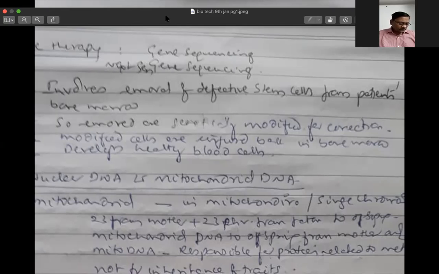Then, this all happens in vitro. In vitro means in the lab. In vivo means within the body. In vitro, you take out the embryo, and in the lab you insert healthy mitochondria, and then you place the embryo again into the womb of the mother. That's why the process is called an in vitro procedure.